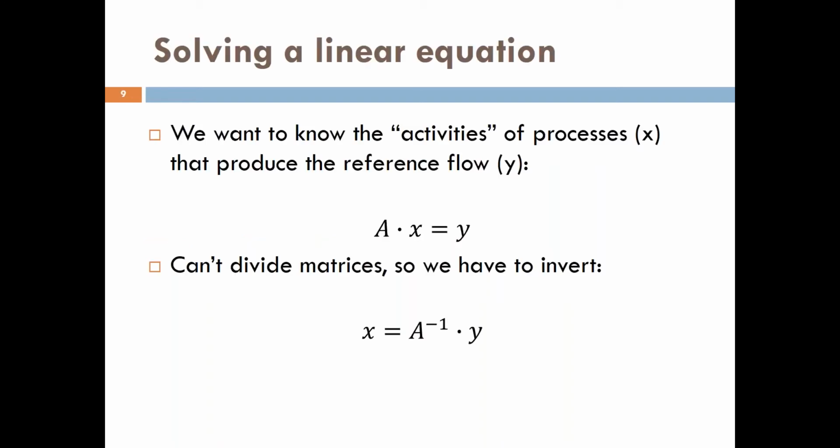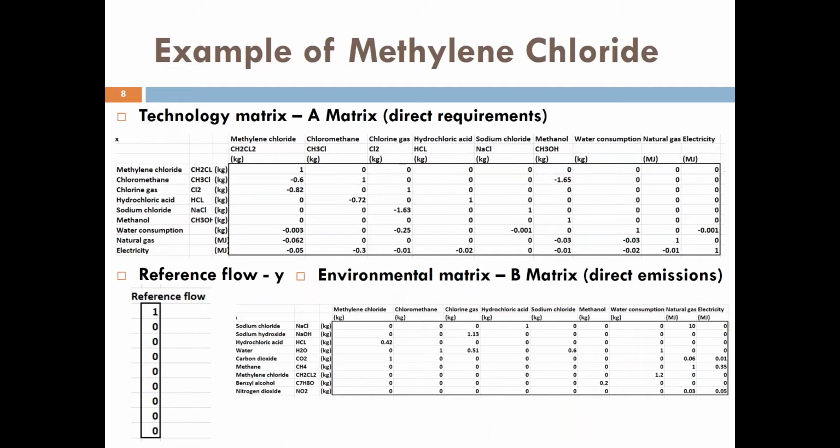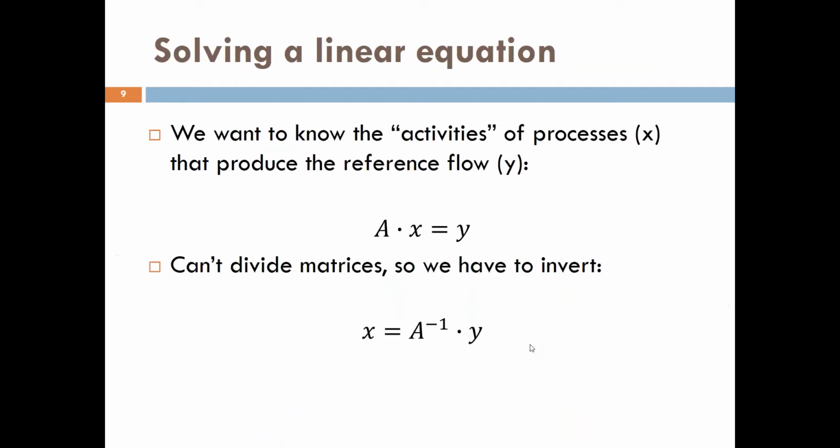Okay, and then we know how much of emissions are generated to produce 1 unit of each, right? So if we multiply this B matrix by this X here, then we will be able to generate the total amount of emissions needed for producing 1 kilogram of methylene chloride throughout this life cycle. This is the logic behind this calculation.